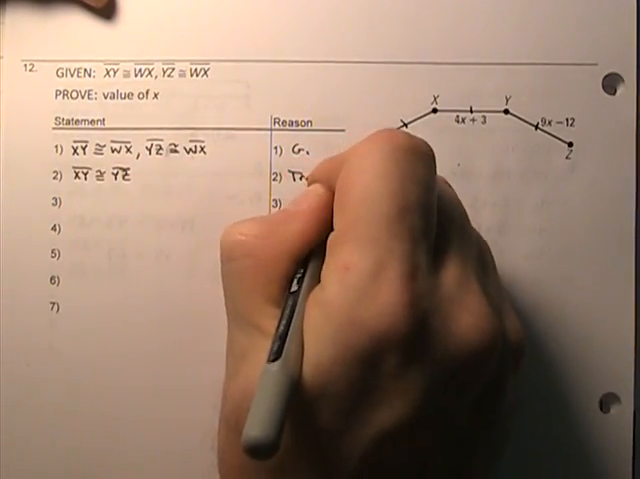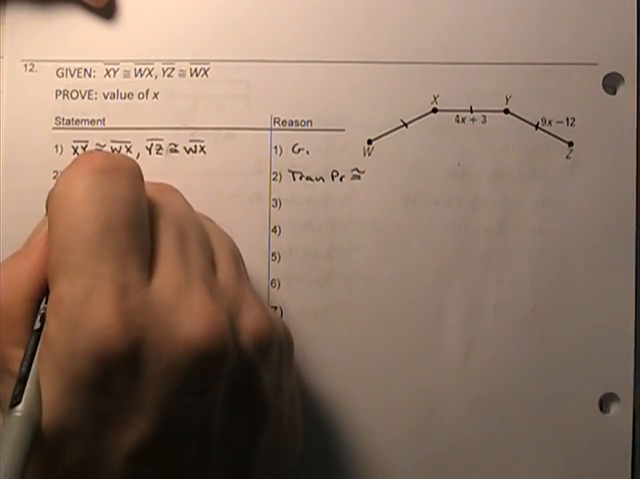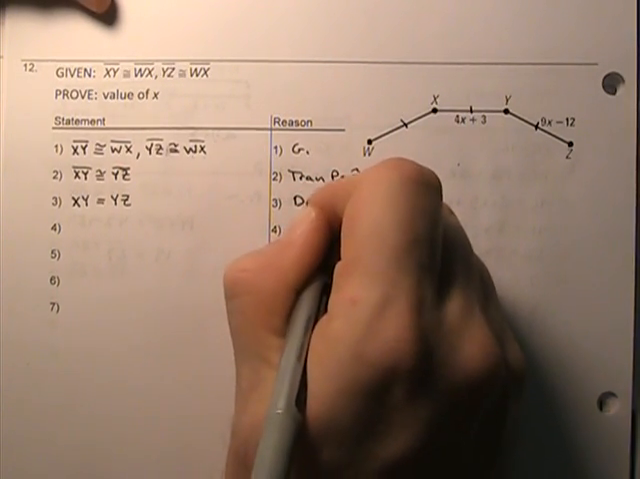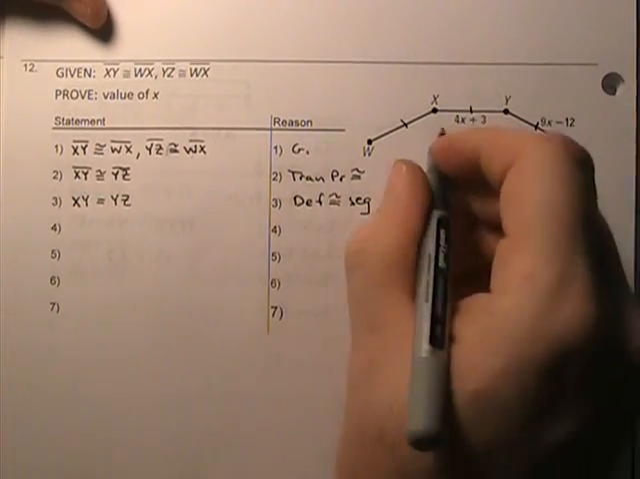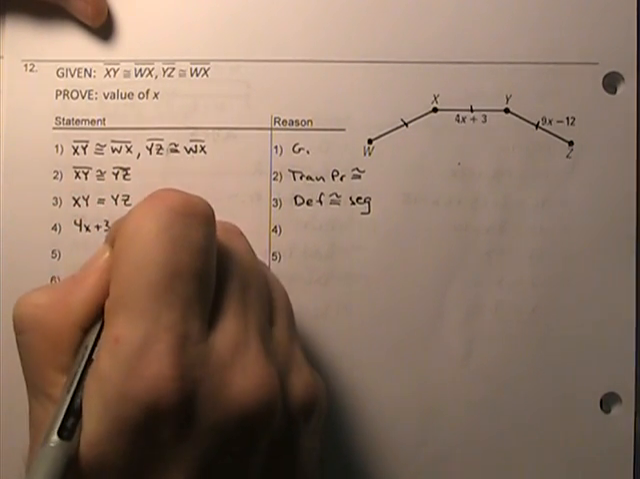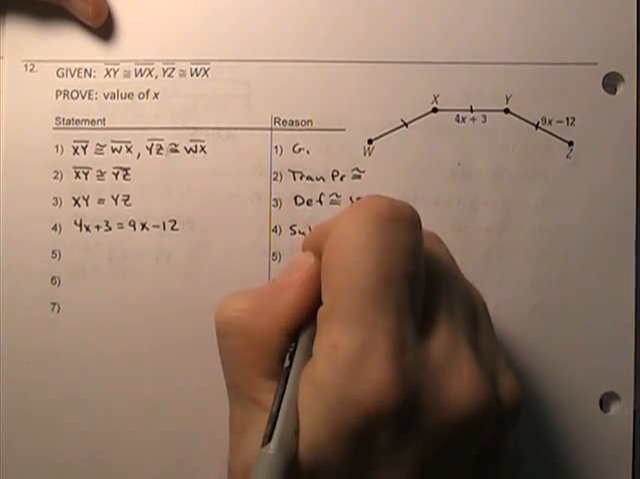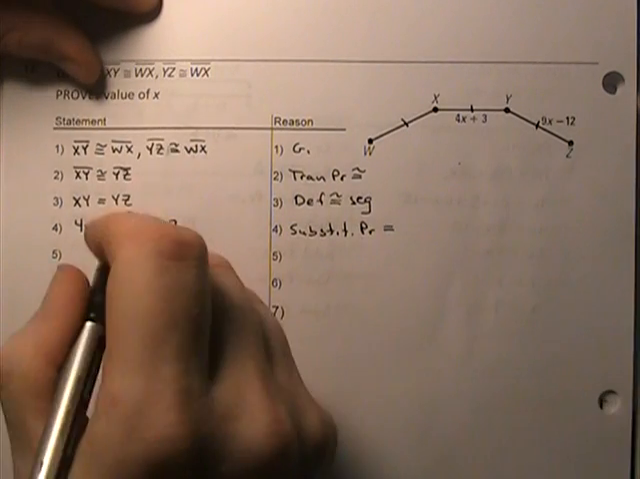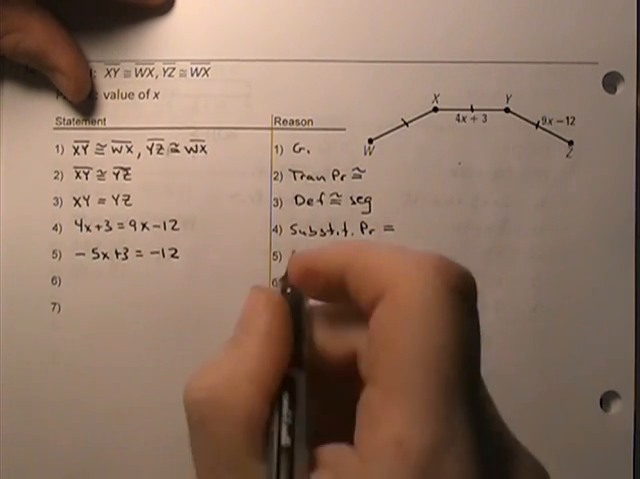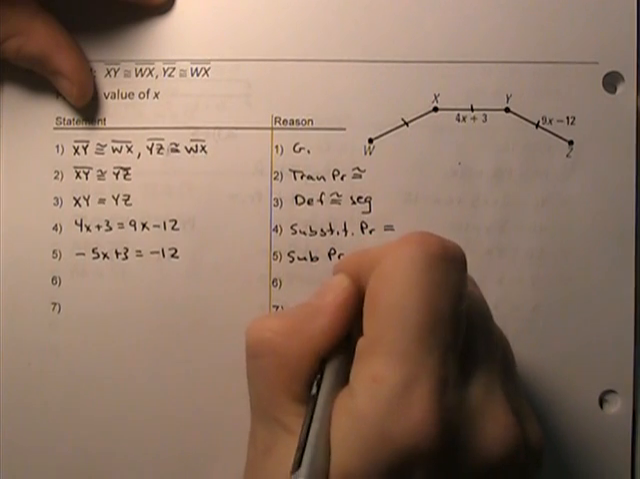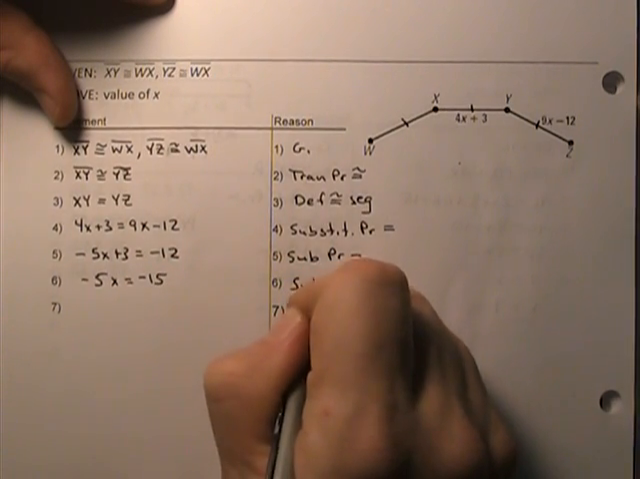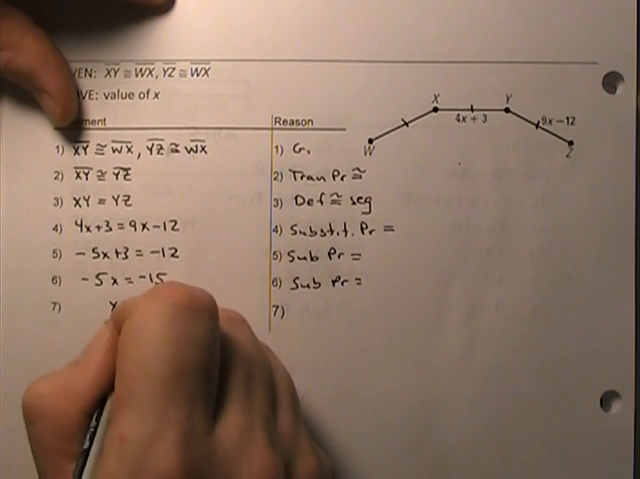because of the transitive. And that means that length XY is equal to length YZ. That's because of definition of congruent segments. And then we can substitute in. We've got 4x plus 3 equals 9x minus 12. That's just substitution property. Subtract 9x from both sides. And that's just subtraction property. Subtract 3 from both sides. Divide by -5.